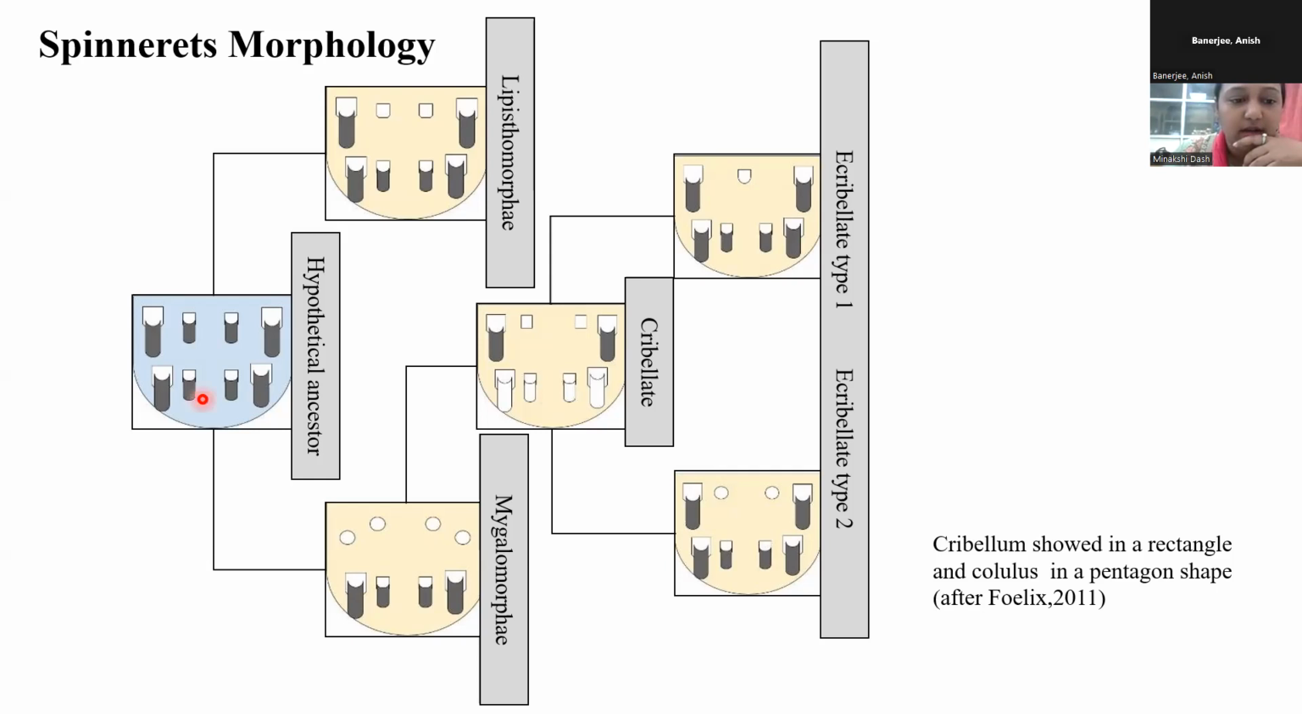So here I have made this. This is one hypothetical ancestor which has all the cribellum and all the spinnerets. But if you see in the modern spider, the cribellum is gone. There is only one reduced cribellum, and again there is a colulus structure. This colulus structure is found in the Theridiidae family. Theridiidae is in cobweb spiders.